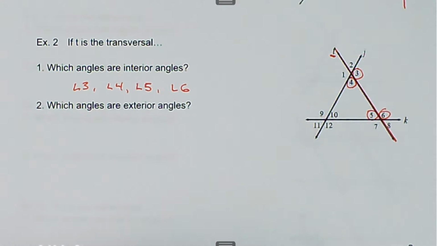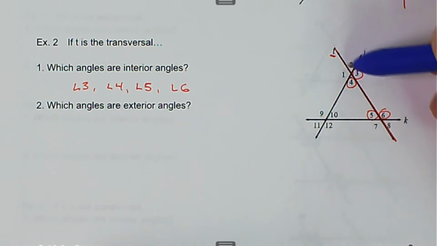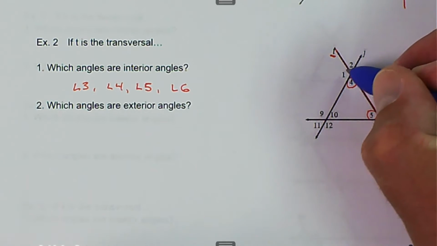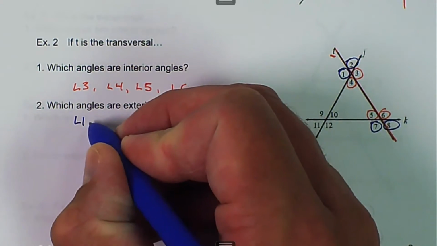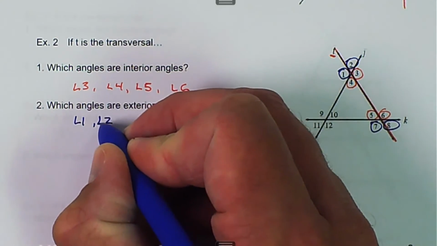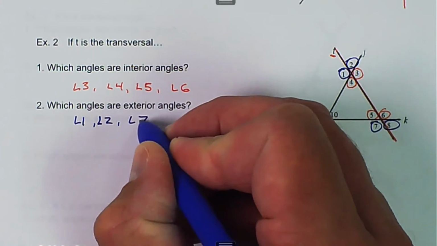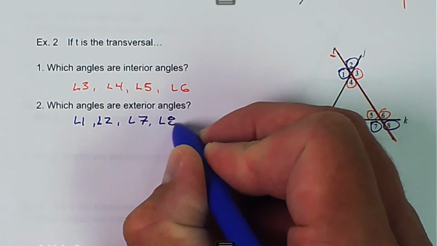We also have the exterior angles, which are the ones that are going to be outside of the two lines cut by the transversal. So here's the transversal, and the ones that are outside are going to be angle 1, angle 2, angle 7, and angle 8. So angle 1, angle 2, angle 7, and angle 8.